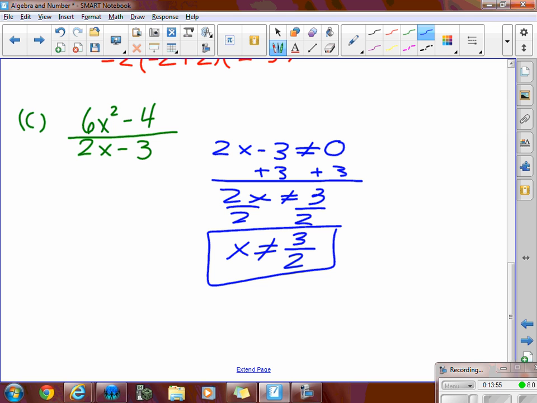Is 0 a restriction? No, because if I put a 0 in the bottom, 2 times 0 is 0 minus 3. The bottom's negative 3. That doesn't matter. Okay? Is it really tough?